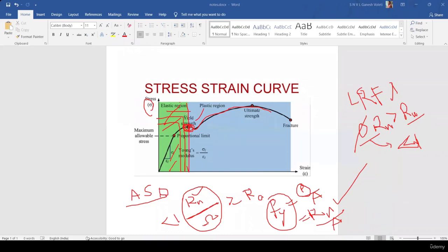So we are doing elastic analysis only. There is no doubt we are not using any plastic analysis here, because all the values will be well within Rn, because all the values will be less than 1 only. Here also less than 1, in ASD also less than 1, right?